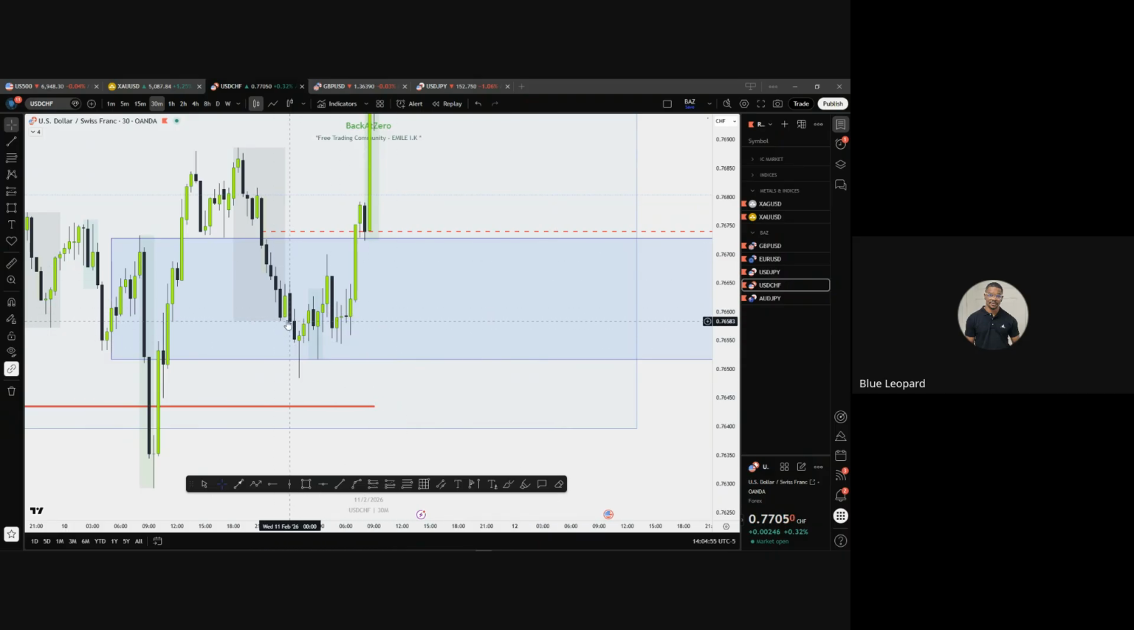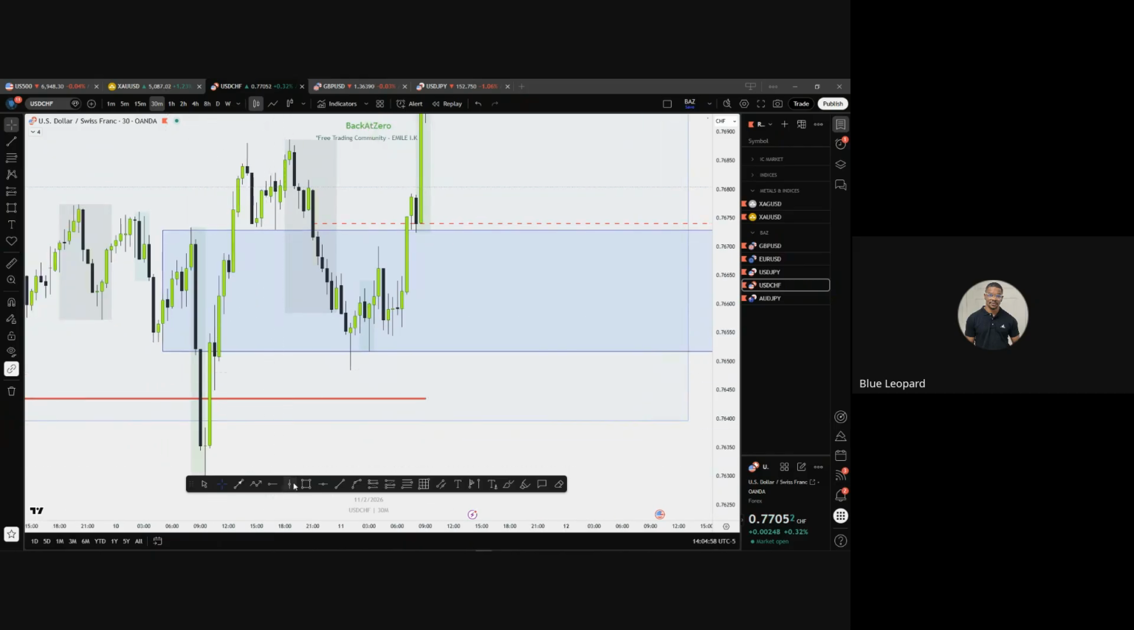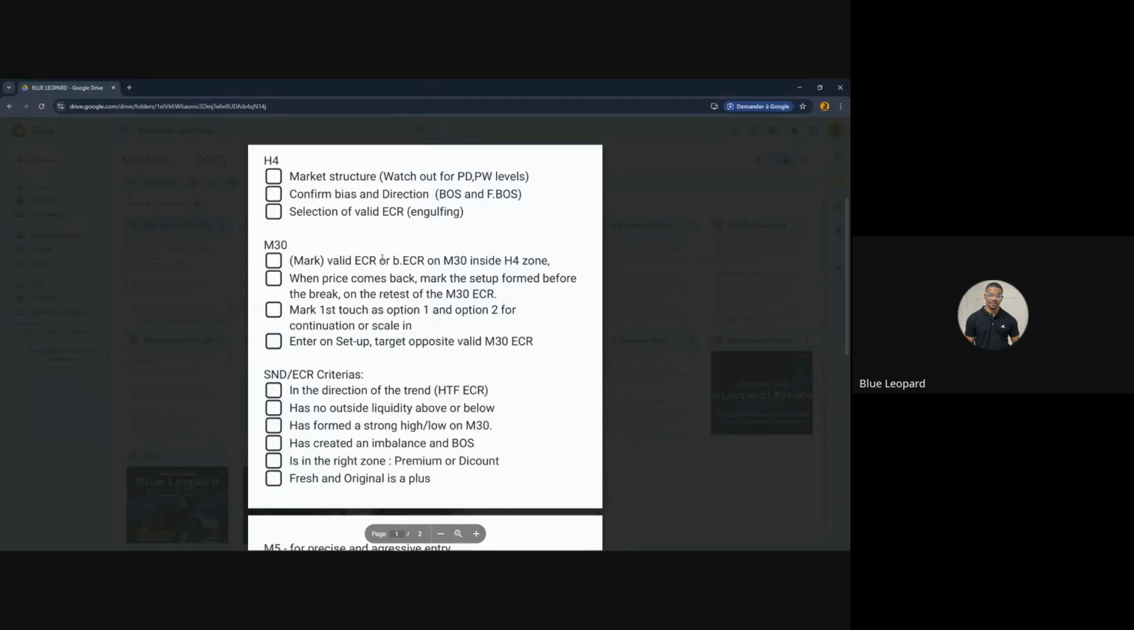And from where you will place, we have one here. This one is an engulfment on M30, first leg. First leg means the leg that created the H4. The second one is this broken here, broken engulfment. Like I told you, you have a broken engulfment or an engulfment on M30 inside the H4. Okay. Mark the first touch as option 1 and second for option 2.